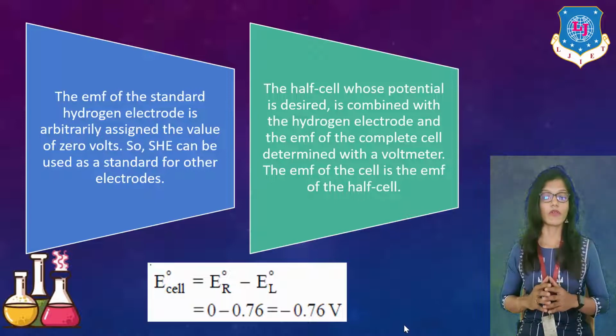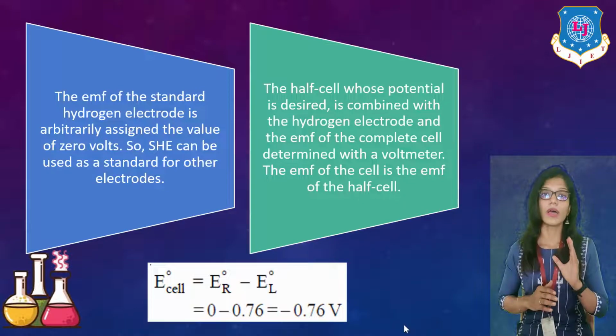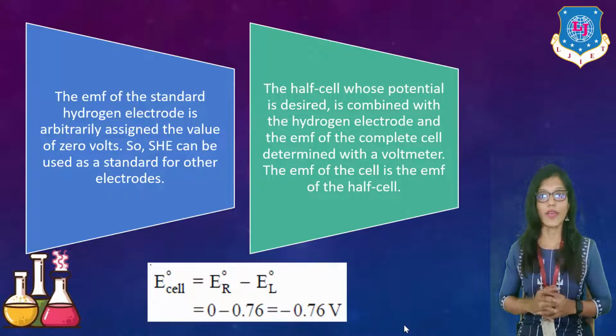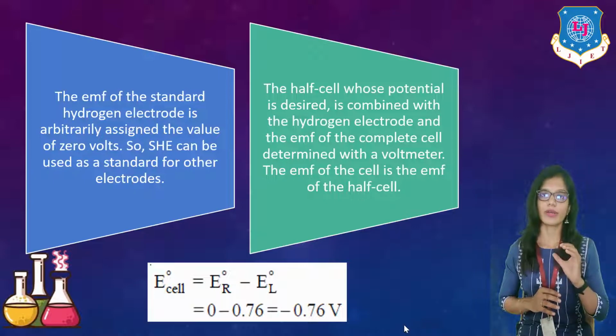Now here the EMF of the cell is the EMF of the half cell. So what we will get here is E0 cell is equal to E0R minus E0L. If we take it here on the left side, our half cell whose potential will be determined has to be taken on the left side. So what we have to do here is put our SHE on the right side. So 0 minus 0.76 is equal to minus 0.76 volts. So that is the EMF or the half cell potential of that particular half cell.